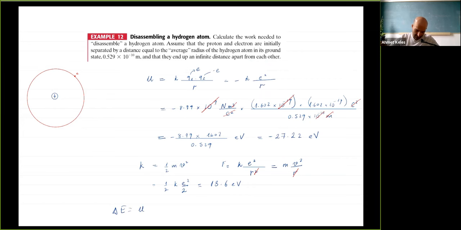So the total energy I need to pay is K plus U, which is equal to minus 13.6 electron volts. Hopefully you remember this number. Does anybody remember this number from high school? Exactly, the ionization energy of hydrogen atom.